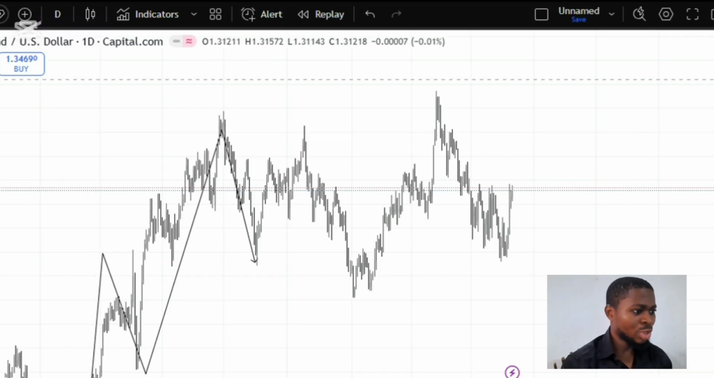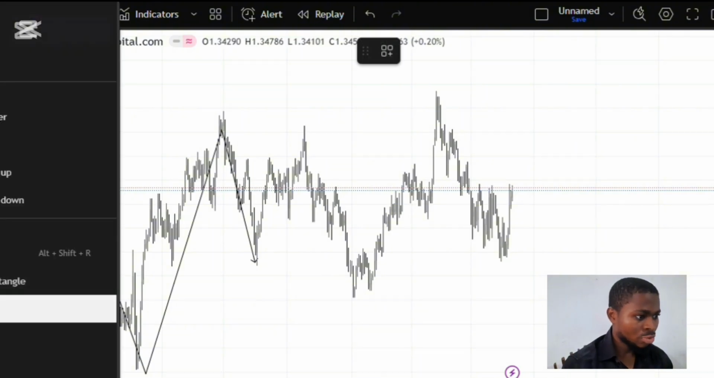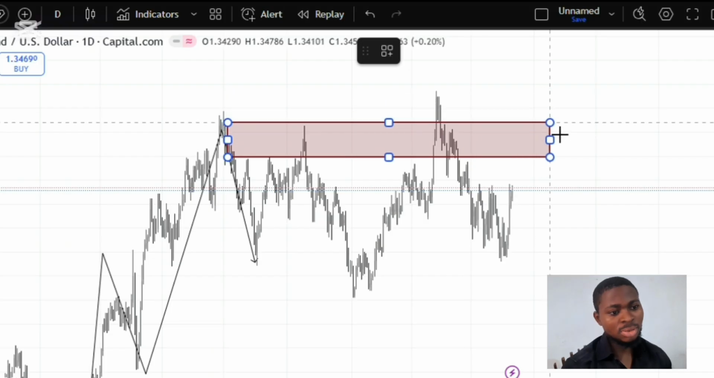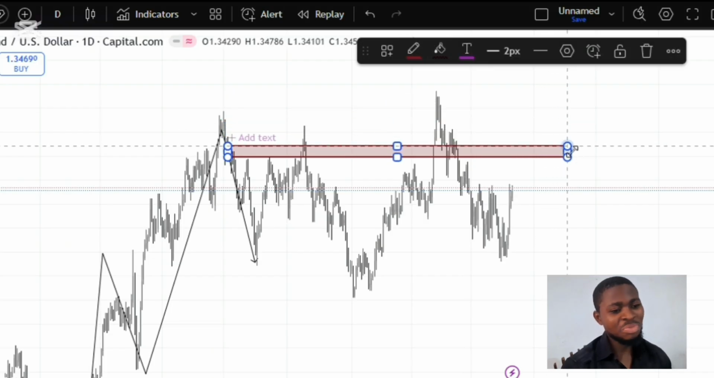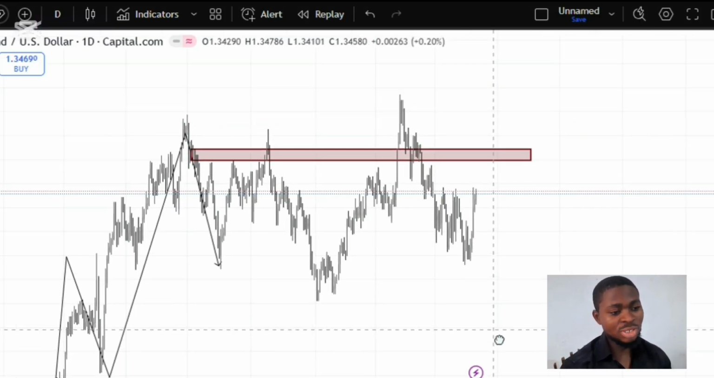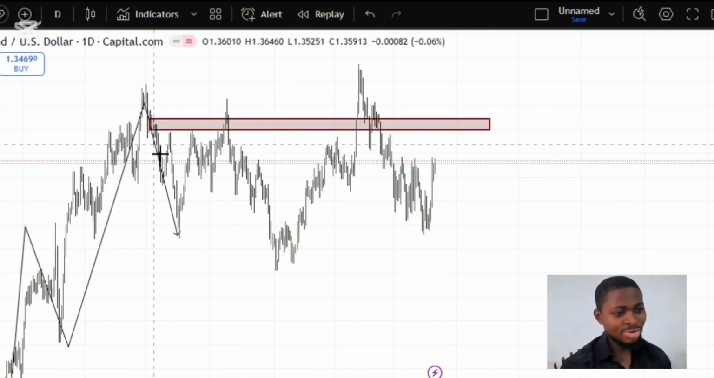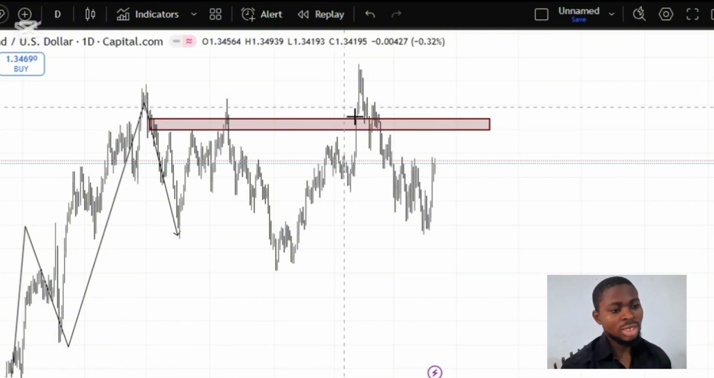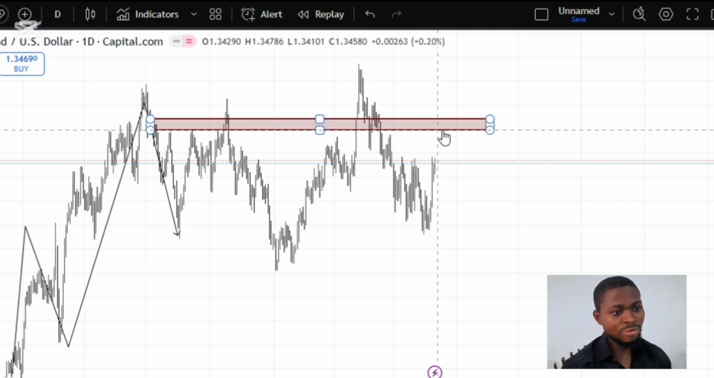So right now we just go down to the line tool and pick up our rectangle. We see this, right? The same thing we may check out on Euro USD. We see price reacting around this area right here. So we can see the first shoulder, the head, and then the next shoulder forming.